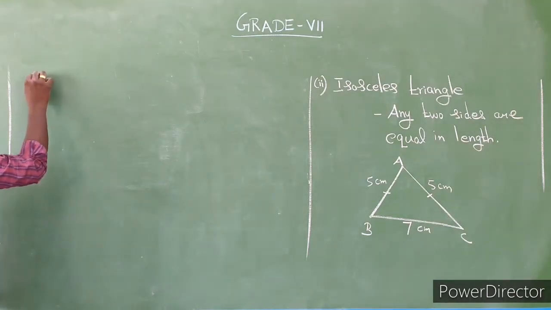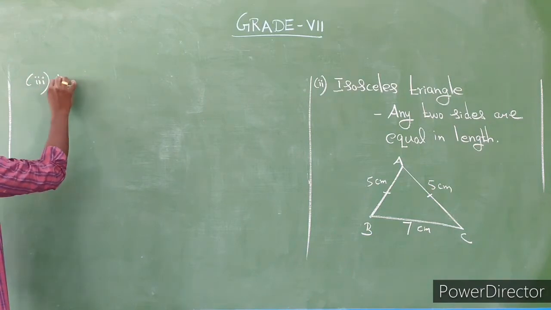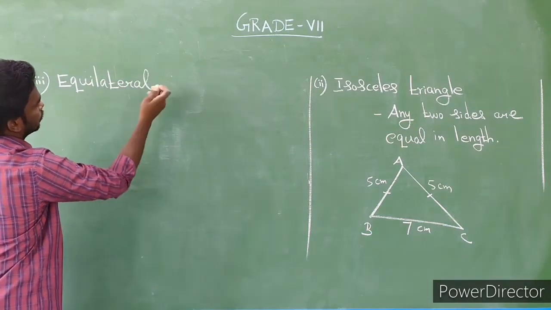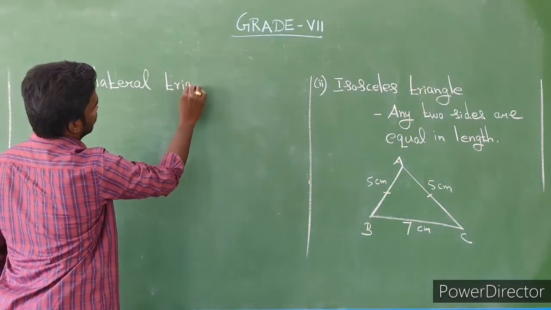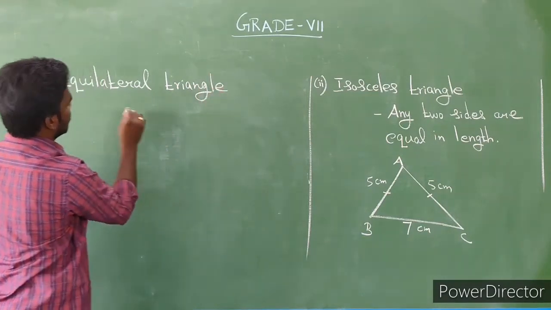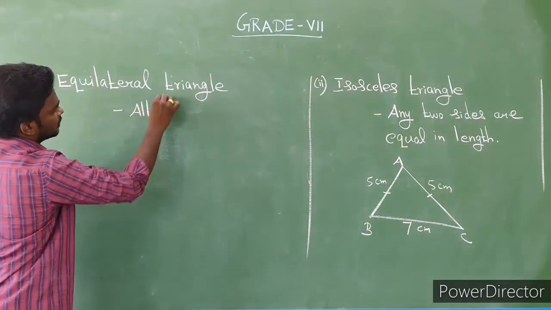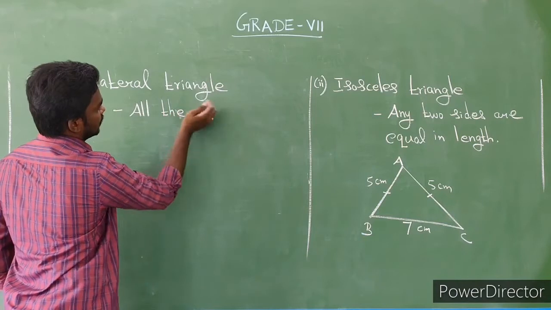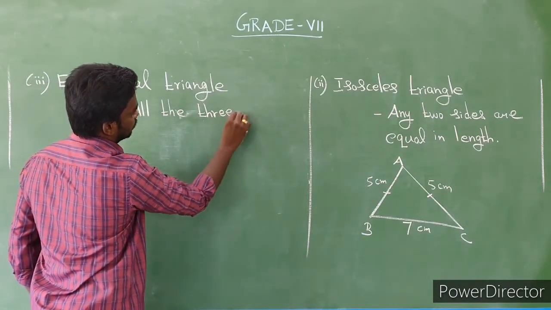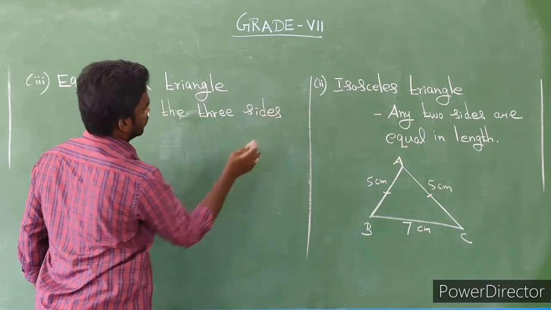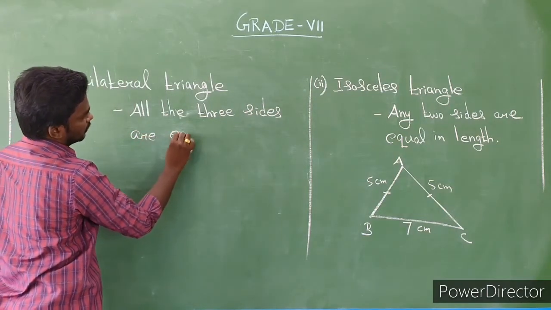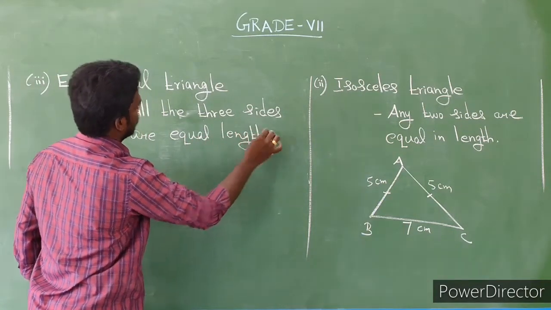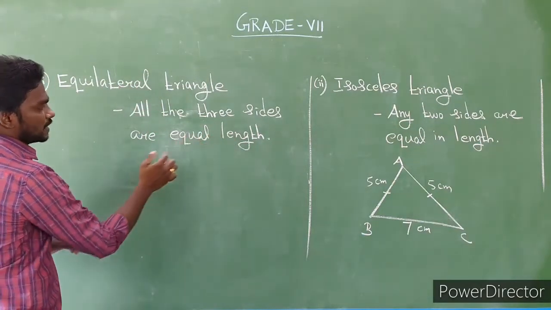So next, our third type of triangle is equilateral triangle. What is meant by equilateral triangle? Equilateral triangle means all the 3 sides are equal in length. So equilateral triangle means all the 3 sides are equal in length.